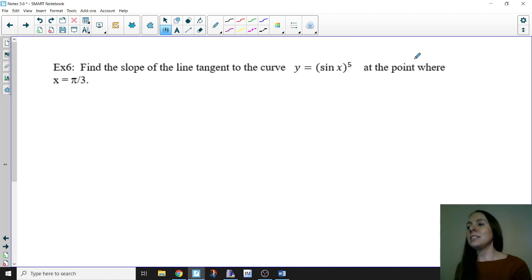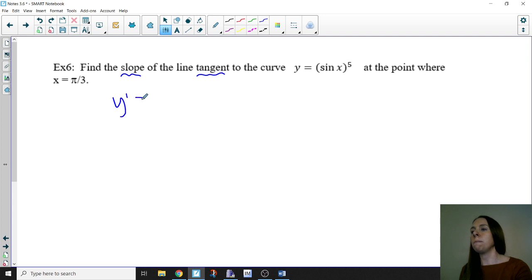Example 6. Find the slope of the line tangent to the curve y equals sine of x to the 5th power at the point where x equals pi over 3. Okay. So in this example, you don't see the word derivative anywhere. You don't see find y prime or find dy over dx. But we know that's what we need to do, right? Because if we are finding the slope of a line tangent to a curve at a point, then we need to do a derivative. So that's the first priority here.